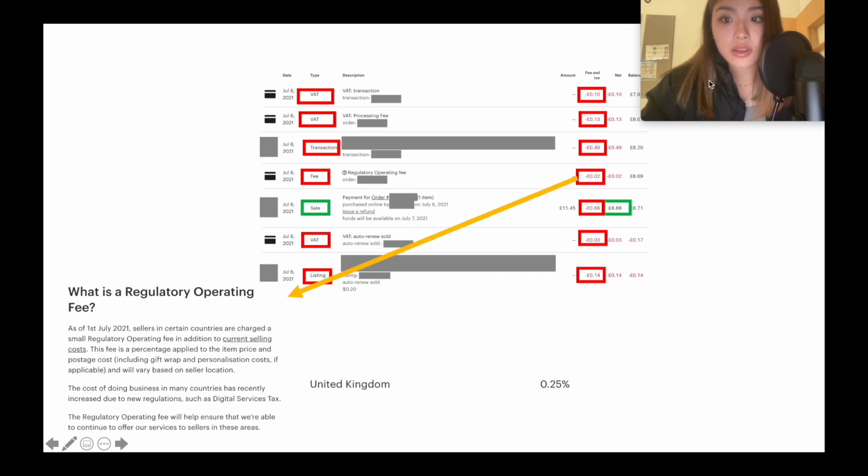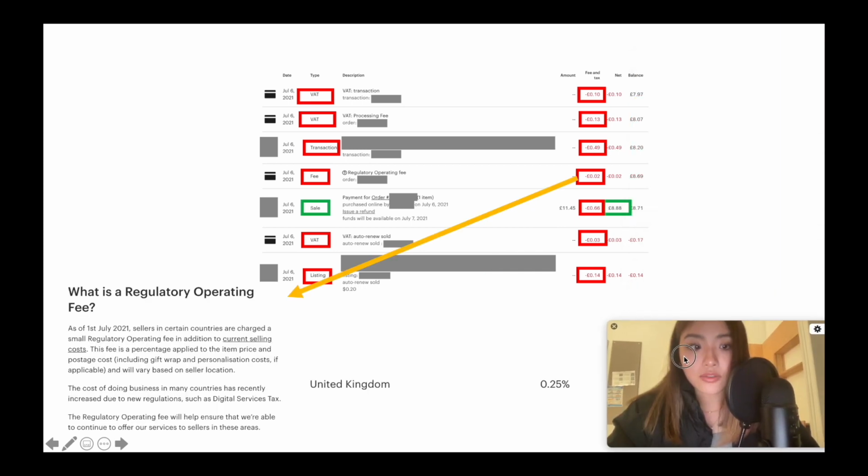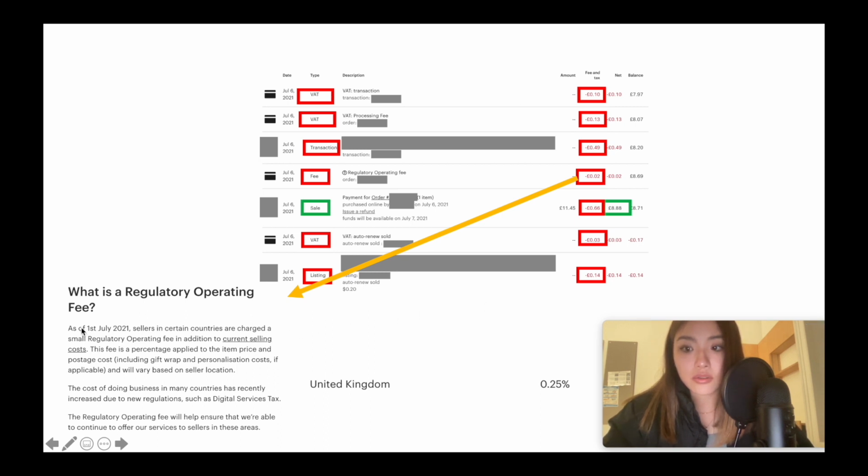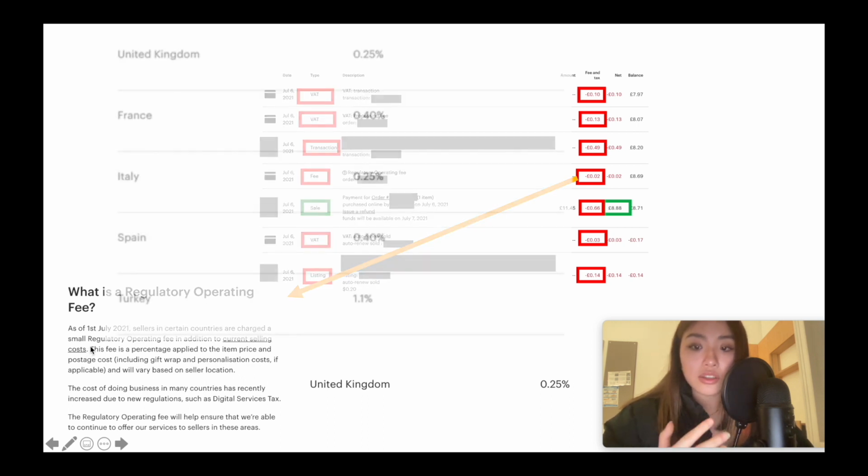Okay, so now the regulatory operating fee. This is something that they introduced on the 1st of July actually this year, which is pretty recent. This is just to cover the extra cost of selling goods, digital goods really. So as of July 1st, 2021, sellers in certain countries, so you've got to check for your country. In the UK, it's 0.25%, which is really not that much. Certain countries are charged a small regulatory operating fee in addition to the current selling cost.